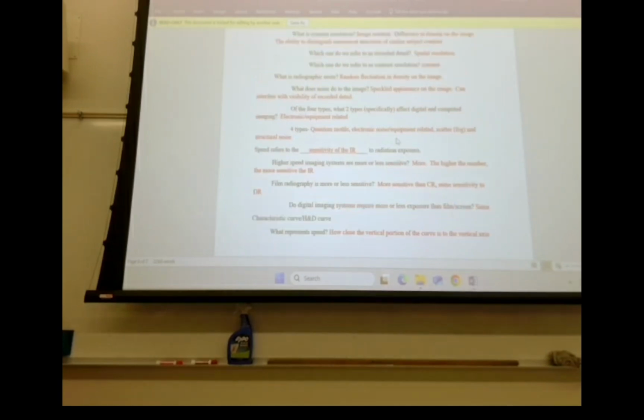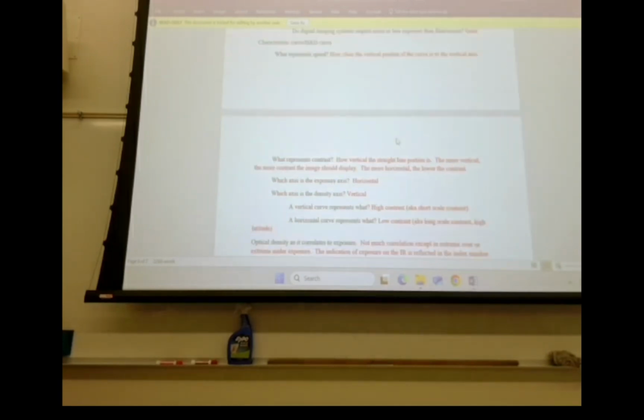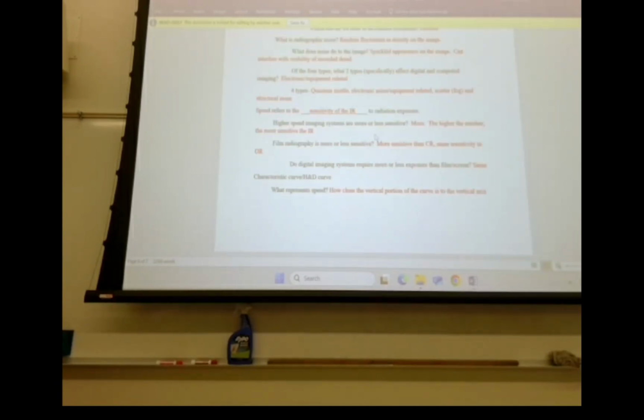So all the information on the H&D curve, which will stay here. Speed, remember, speed means sensitivity of the image receptor. The more sensitive it is, the less radiation it needs, and the numbers represent the speed. So the higher the number, the faster the image receptor. The faster the image receptor, the less radiation you're going to need.